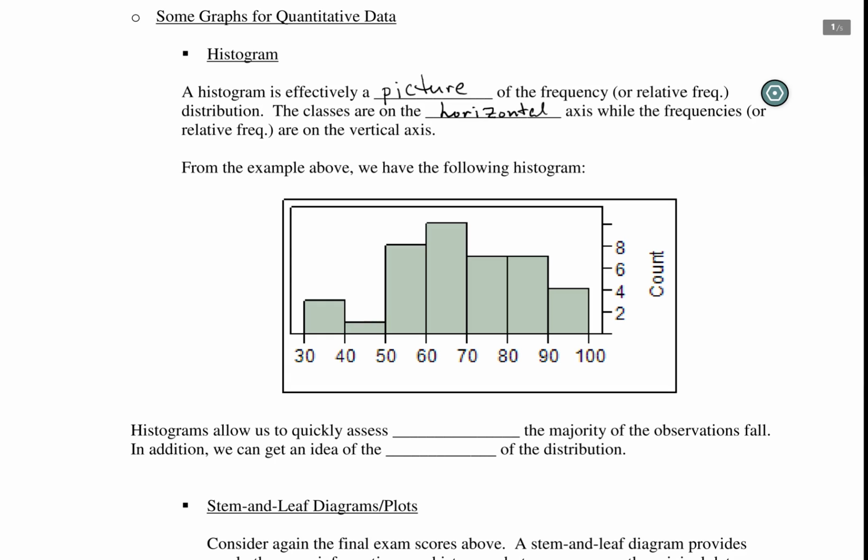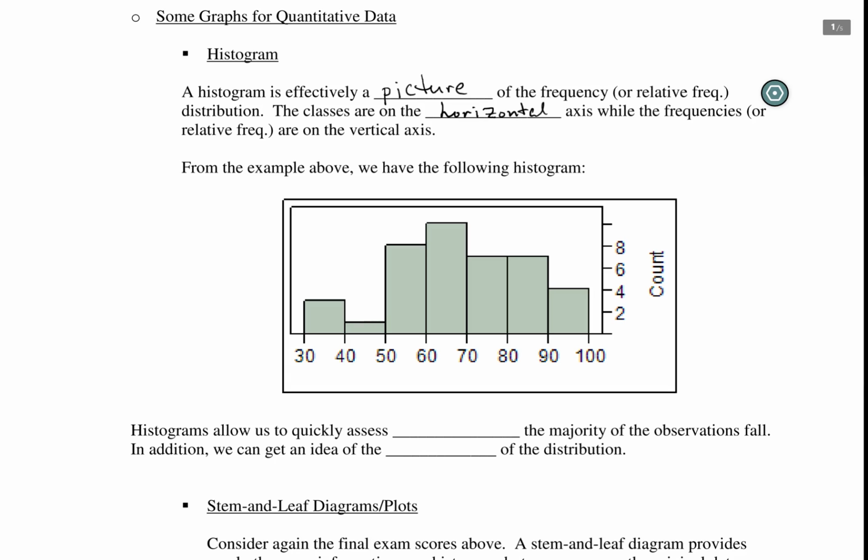If you want to look back at the data, in the first class from 30 to 40 there were 3 scores, and so we have a bar here with a height of 3. In the second class, 40 to 50, there was 1 score, so we have a bar of a height of 1, and so forth.